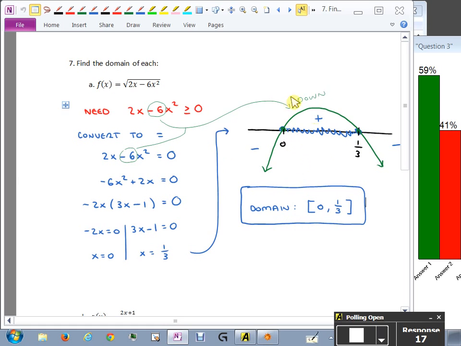I know it's a parabola that opens down because of the -6. It's actually here, right? Here and here. And then I want to know when it's bigger or equal to 0, so everything in the middle, because here it's positive, and then I do want the endpoints because it was an equals here. Does that make more sense now? Yes? Anyone else have a question on that?